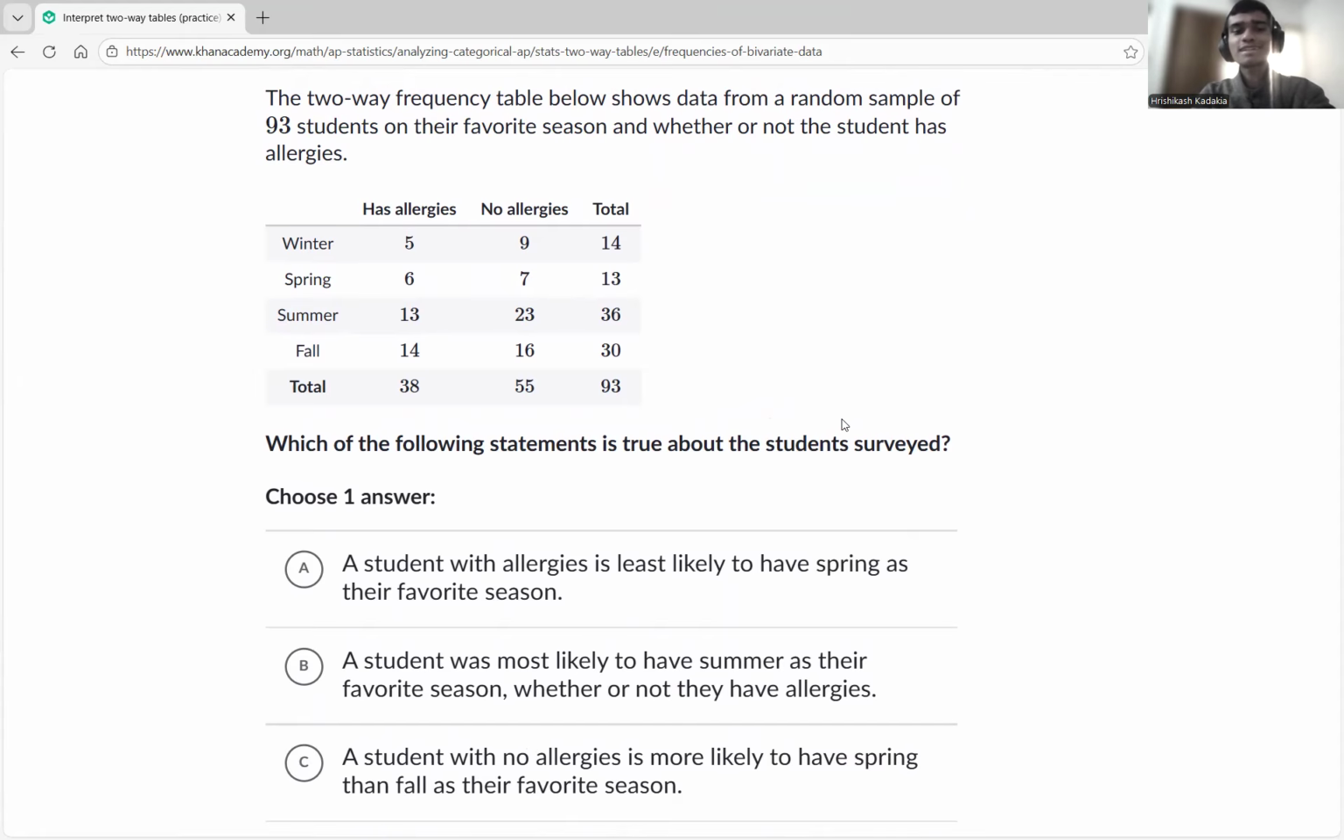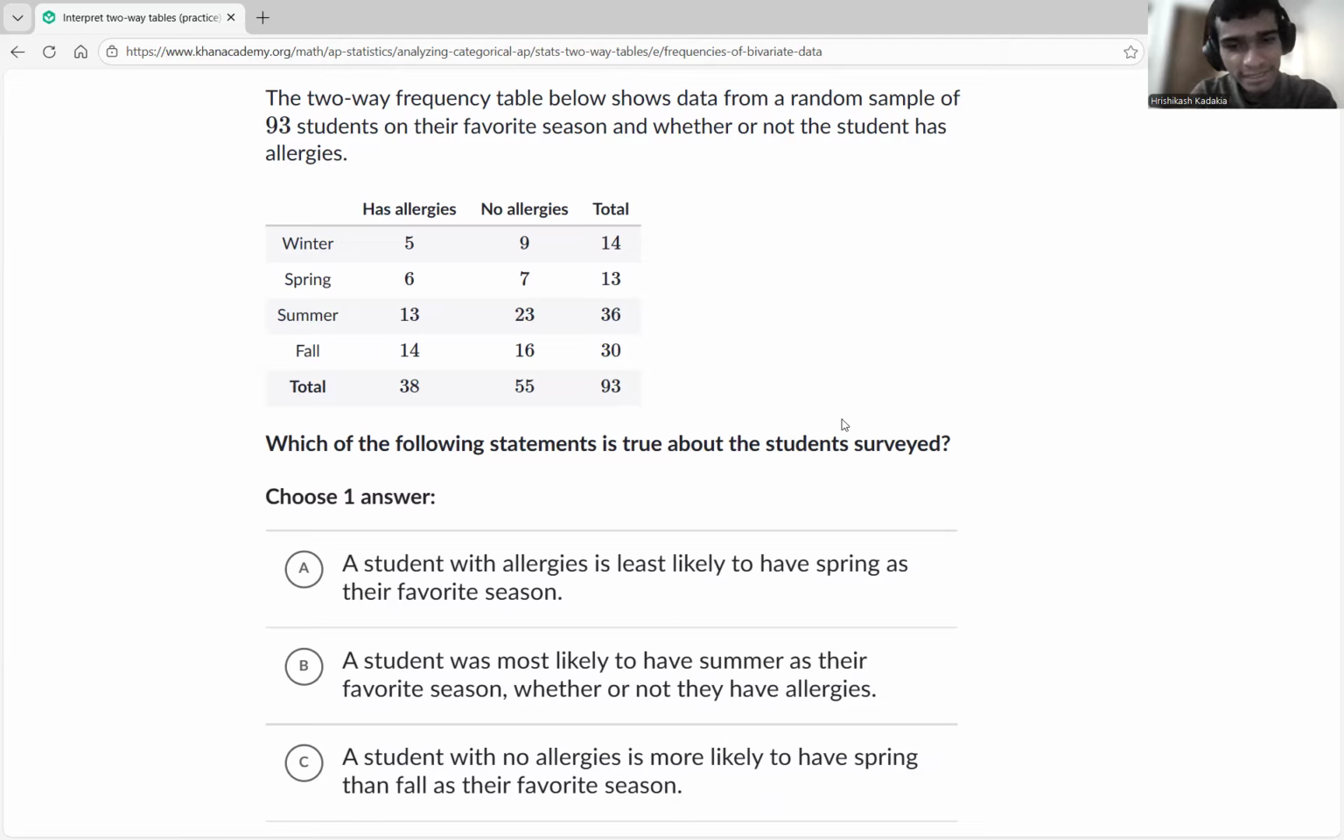Now, this one is not actually based on the season. This one is based on whether they like that season or not. So students who like the summer season are less likely to have allergies than a person who likes fall, you could say. Based on the total number of people, a person who likes summer is less likely to have allergies than a person who likes fall. That's something we can make here.